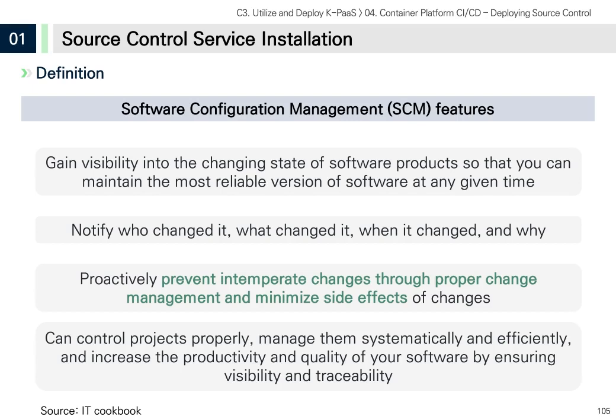First, configuration management gives you visibility into the evolving state of your software product, so that you can maintain the most stable version of your software at any given time. It also lets you know who made changes, what was changed, when it was changed, and why it was changed, so you can prevent uncontrolled changes with proper change management. Finally, with proper controls in place, projects can be managed in an organized and efficient manner, and by ensuring visibility and traceability, you can increase the productivity and quality of your software.